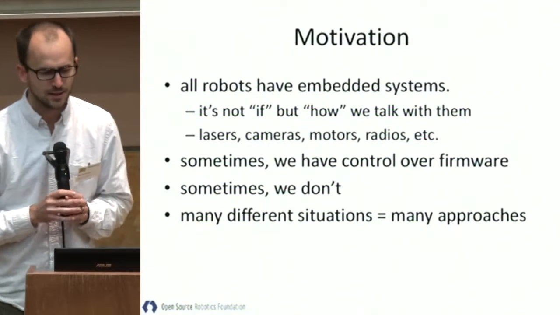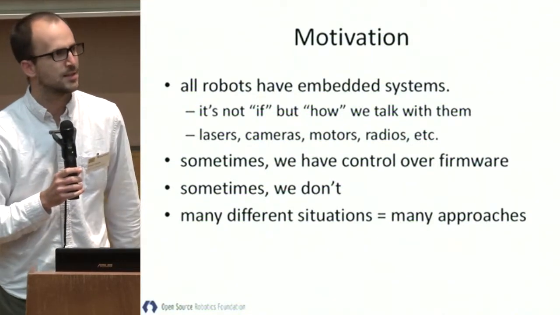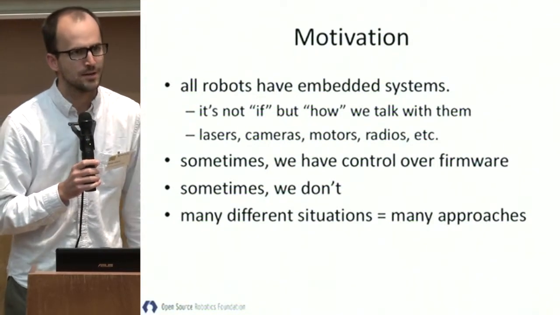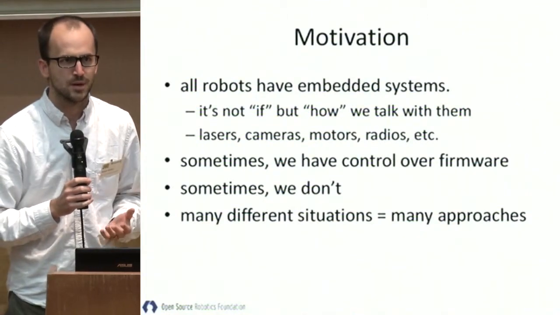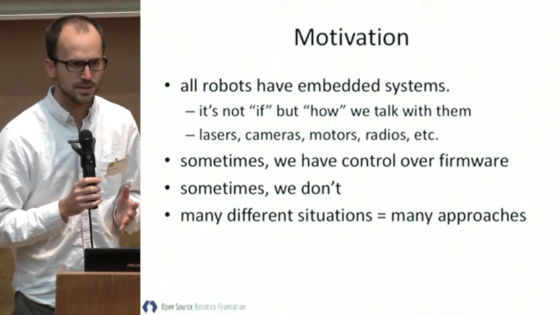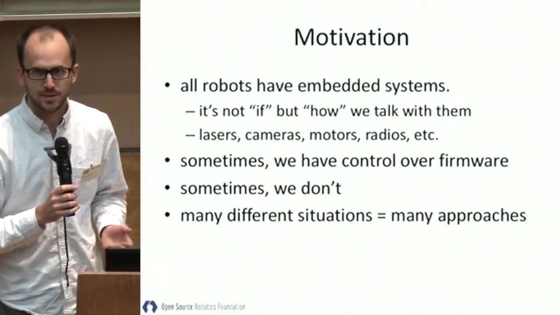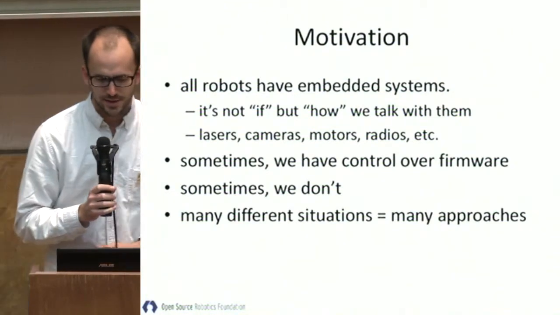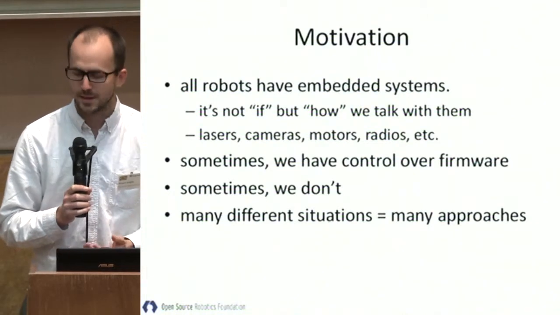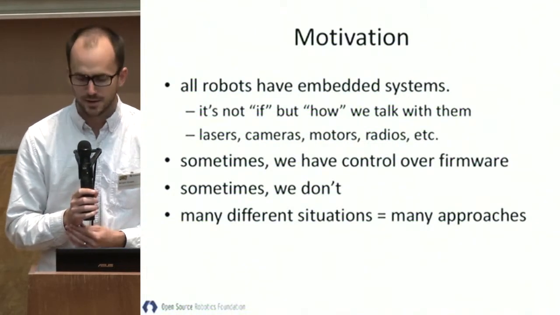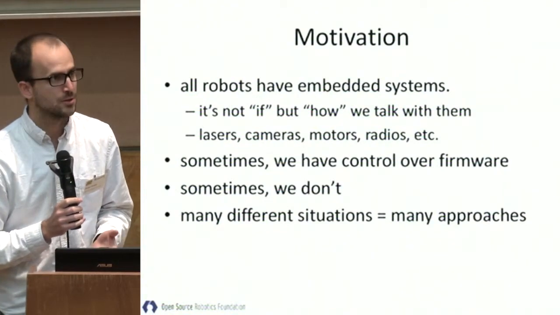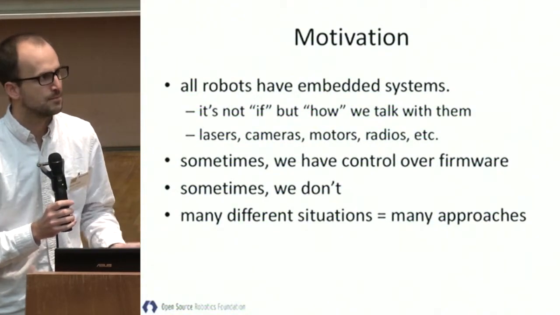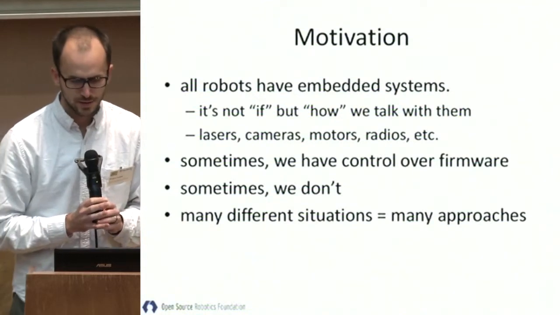So to start this talk, first, all robots have embedded systems. It's one of the things that makes a robot: there's almost always a collection of smaller processors that talk to analog sensors about the world, or to actuators to then affect the world. So it's not whether we have these little embedded systems, it's rather how we're going to choose to talk to them. All robots have things like laser scanners, cameras, motors, radios. All these things have microcontrollers in them of some sort.